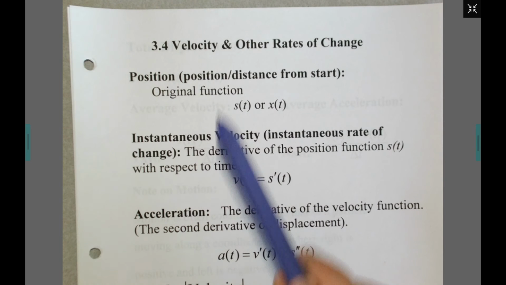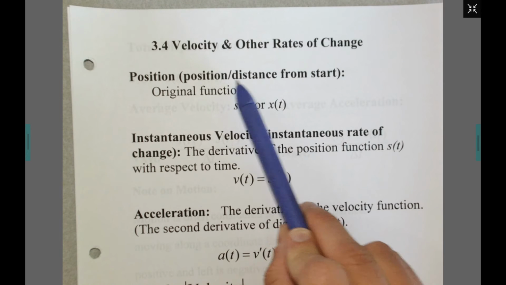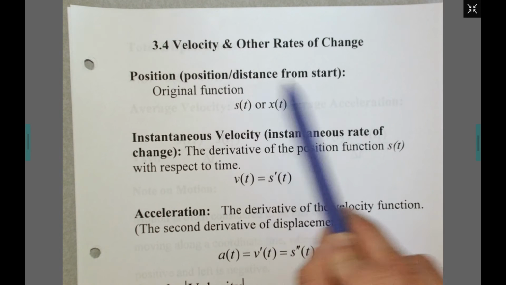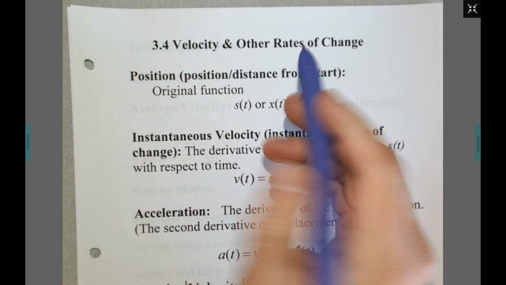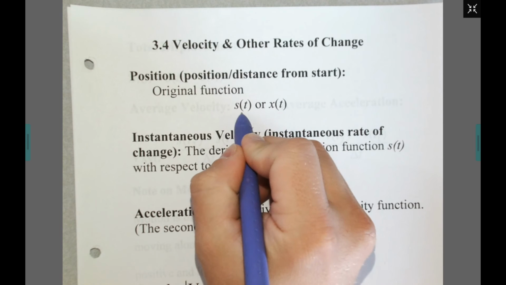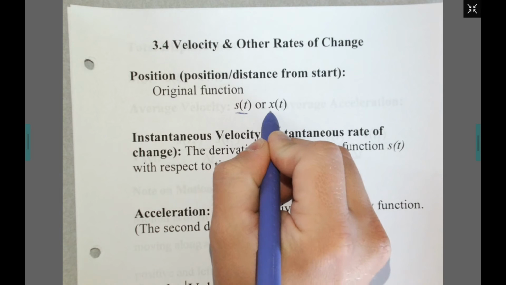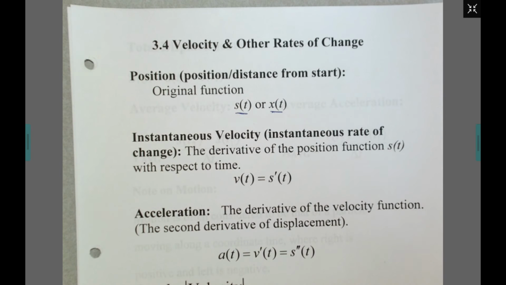These initial definitions are all physics terms. So we have position. Position we could also look at as distance from the start, or where we're beginning. It's designated by s of t or x of t. So whenever you see those two notations, we know that we're dealing with a position. Now, from the position function, we can find both instantaneous velocity and acceleration.